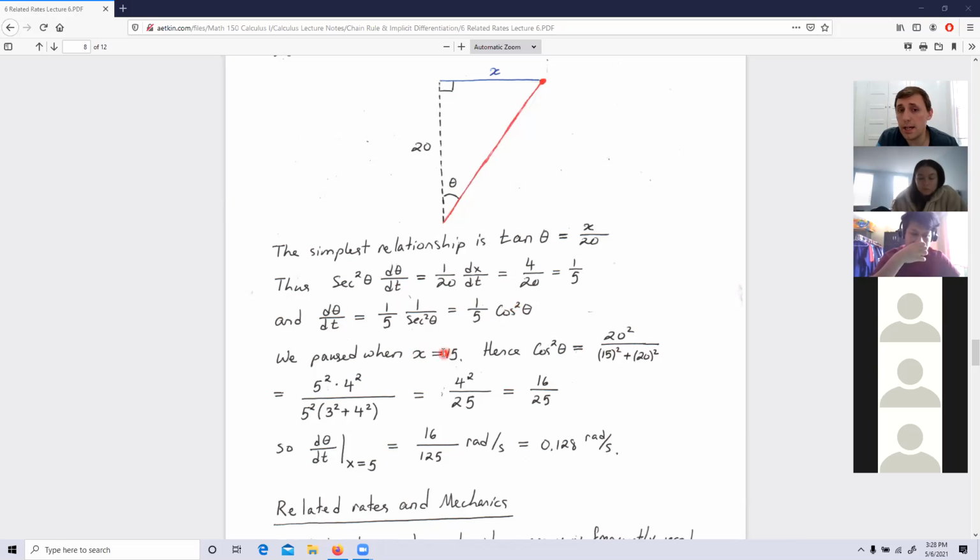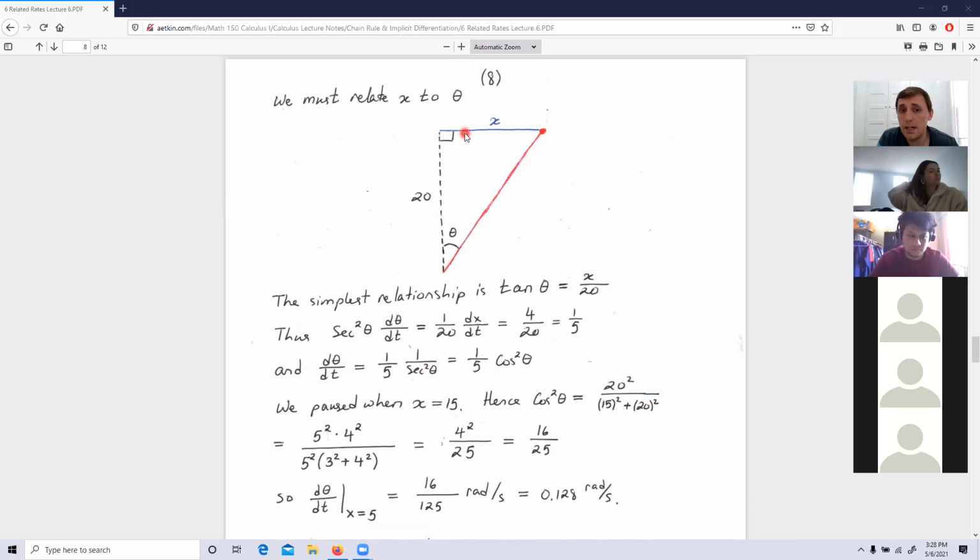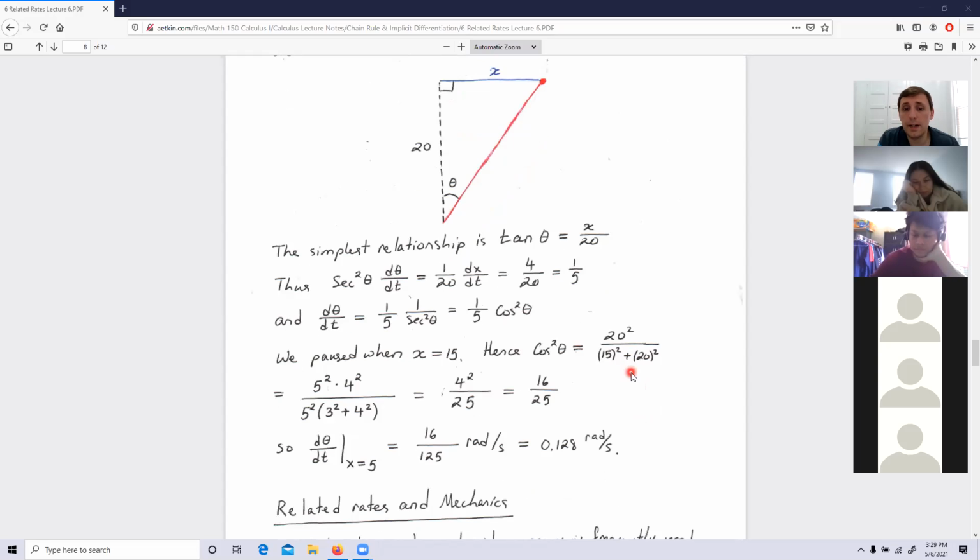And if I'm interested when x is 15 feet away from the wall, right, I can calculate that cosine squared. So if x is 15 feet, guys, cosine is 20 over the hypotenuse, right? So the hypotenuse is 15 squared plus 20 squared. So cosine squared is what? Cosine squared is 20 squared divided by this length squared, which is 15 squared plus 20 squared. Upon simplifying it, it will be 16 over 25. So cosine squared is 16 over 25.